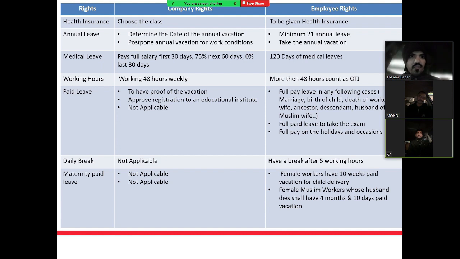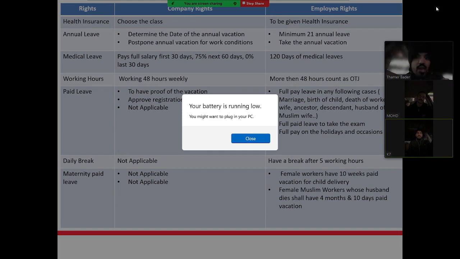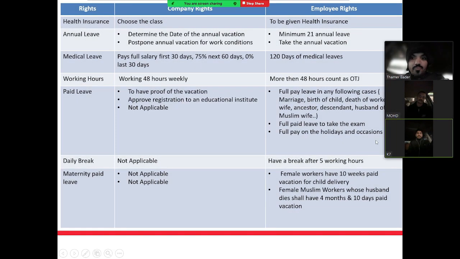Daily break for employee rights. Have a break after 5 hours. When working 5 working hours straight, the employee can, by law, take a break. Okay, maternity paid leave for employee rights. Female workers have 10 weeks paid vacation for child delivery. Female Muslim workers whose husband dies shall have 4 months and 10 days paid vacation.